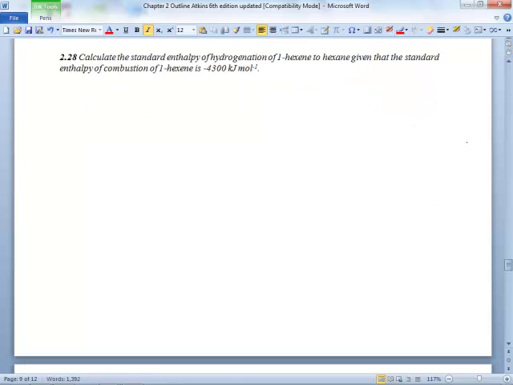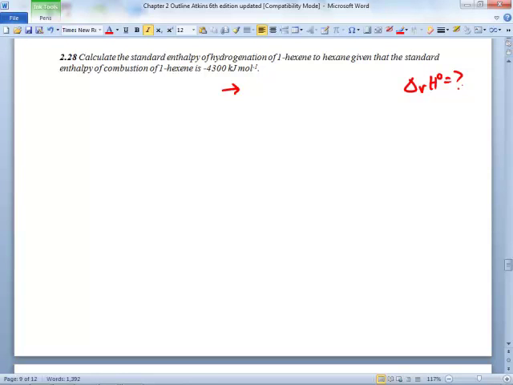Calculate the standard enthalpy of hydrogenation of 1-hexene to 1-hexane. Now, if you're not sure what hydrogenation is, the big hint is hexene to hexane. What's hydrogenation? What's actually happening? We're adding, not water, but hydrogen, right? Because it's going from a double bond to a single bond. So you're just adding hydrogen. So what they want to know, what's the standard enthalpy of hydrogenation? So they want to know what this reaction is. Let's write the reaction that they're after.